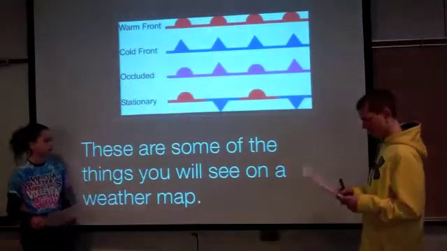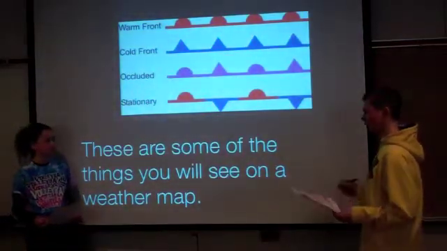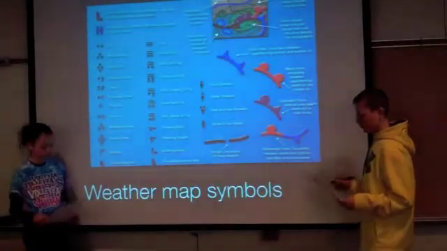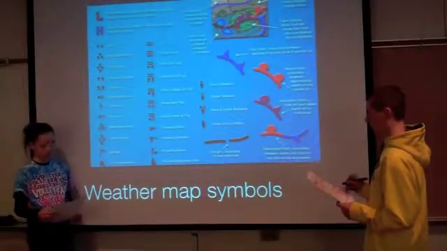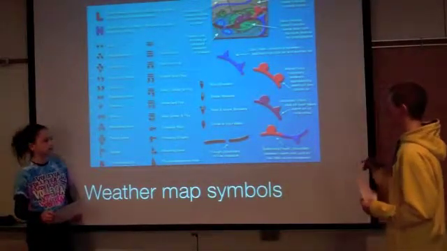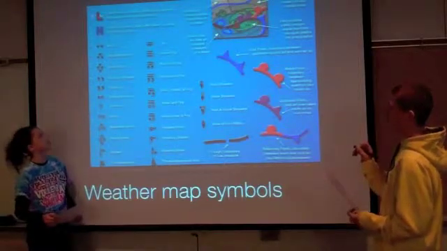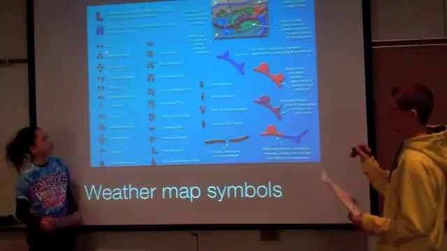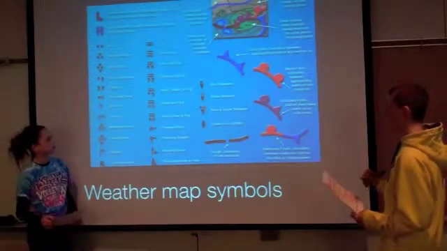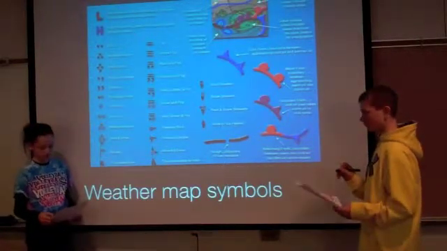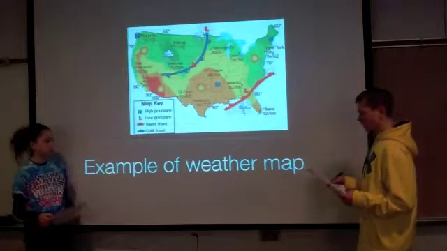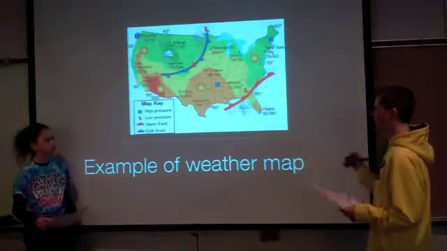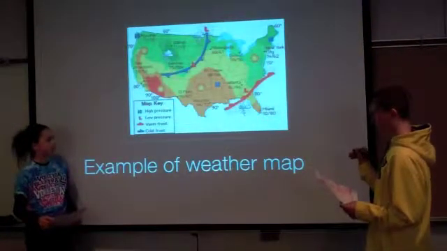You will see some of these symbols on weather maps. And here are some different symbols. These are more symbols, including low pressure and high pressure. Some of these on the side show what can happen on a weather map. And this is an example of symbols on a weather map and what they do.